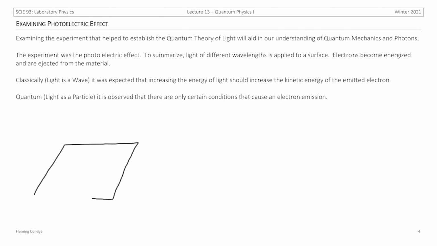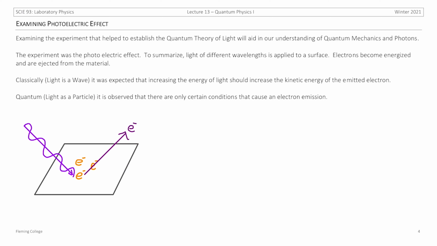In short, if we have light of different wavelengths incident upon a surface, we find that electrons can become energized and they'll behave in several different ways, which could include, depending on the surface, being ejected from the material. Classically, thinking that light is a wave and transfers energy in terms of watts per area, it would be expected that increasing the intensity of the light or allowing the light to shine for longer and longer on the surface would eventually impart enough energy on an electron to eject it from the material. But this isn't what was observed.